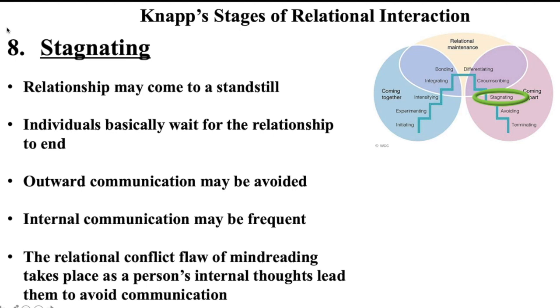At this stage, according to Mark Knapp, relationships may come to a standstill. Individuals essentially just basically wait for the relationship to end. You're just sitting around. Well, y'all got a mortgage together. Y'all sharing rent. It's 8 months till the lease runs out. So you just gonna do you. Outward communication may be avoided, and internal communication may be frequent. So outward communication, you just stop talking to that person, but internally, oh my God, why am I in this relationship? Oh my gosh, why don't I quit this job?